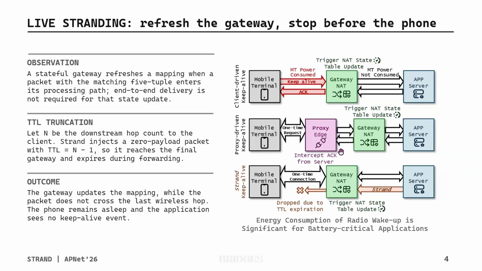Strand must therefore learn two specific values. N, as we mentioned before, determines where the packet expires, and another time parameter, T_MB, determines how long the mapping may remain idle. So how frequently should the server send a packet downstream? Since timeout policies differ across gateways, a fixed interval is either unsafe for short timeouts or too frequent and costly for long ones.